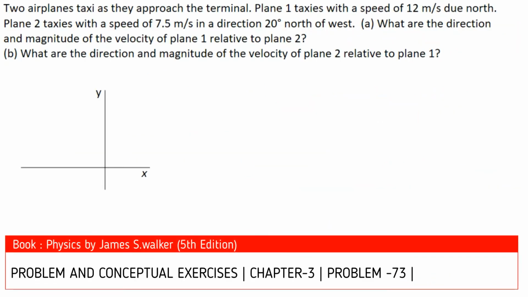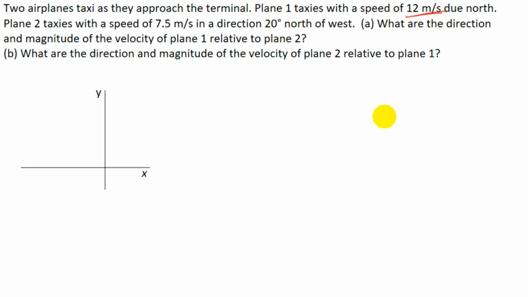Now in this question we are given that plane 1 taxis with a speed of 12 meter per second due north. This is our north direction and this is the west. So the velocity vector for plane 1 would look something like that. This is the velocity of plane 1 relative to ground. Next, plane 2 taxis with a speed of 7.5 meter per second in a direction 20 degrees north of west. The vector for plane 2 would look something like that, and this angle is 20 degrees. This is V2G.